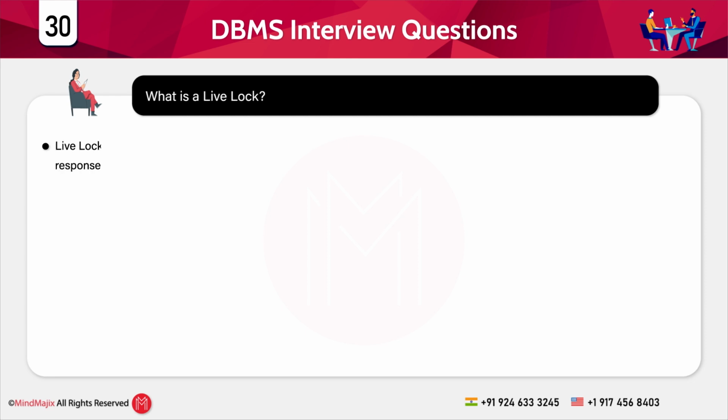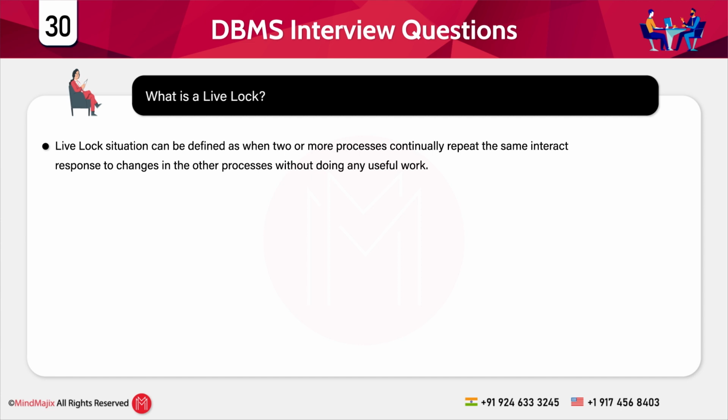The next question is, what is a live log? So live log situation can be defined as when two or more processes continuously repeat the same interaction in response to changes in other processes without doing any useful work. So these processes are not in the waiting state and they are running concurrently. So this is different from a deadlock because in a deadlock, all the processes are in the waiting state. So guys, you must remember the difference between a live log and a deadlock.